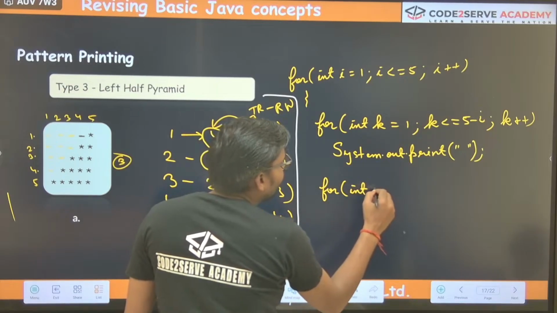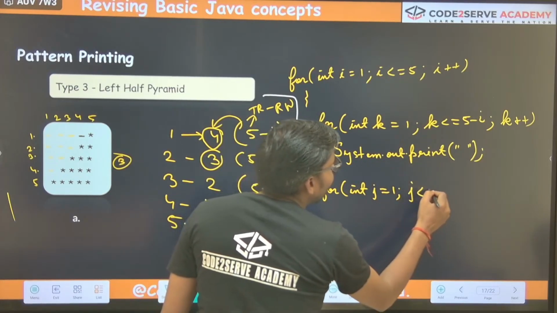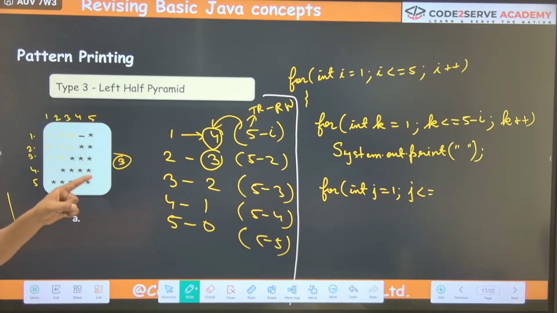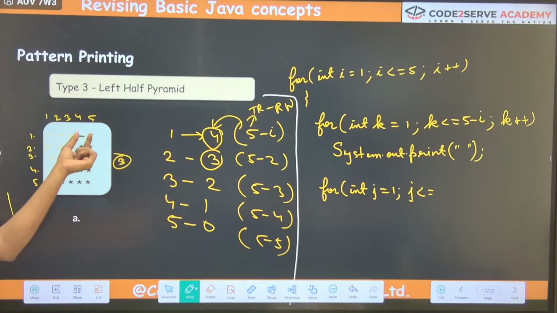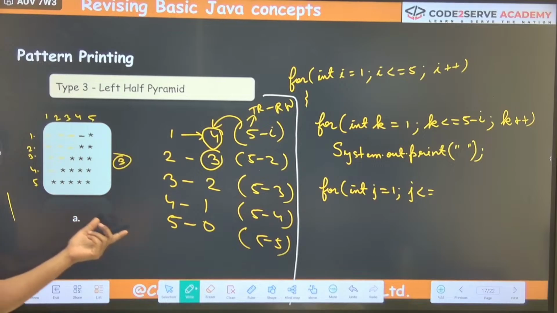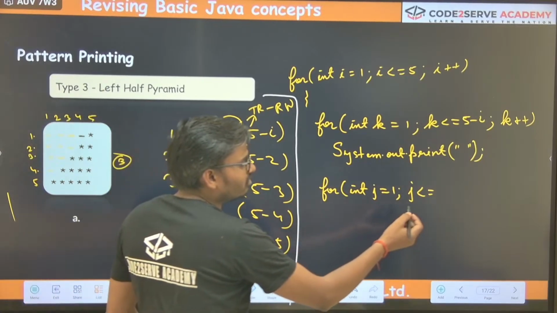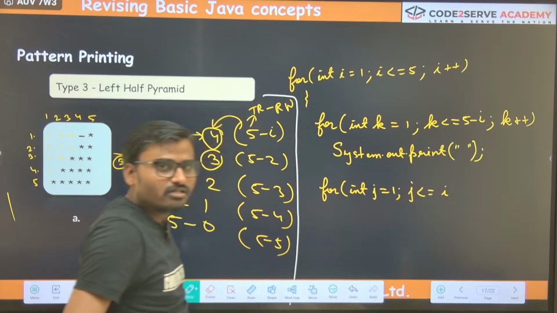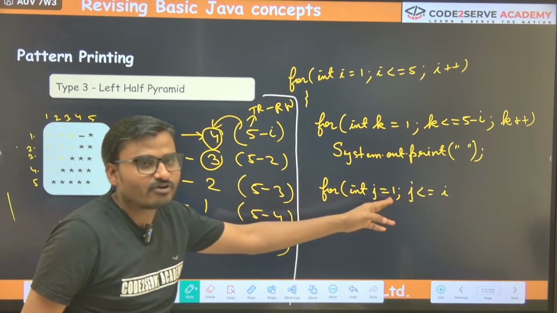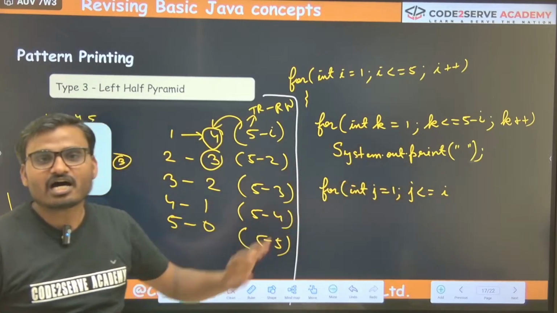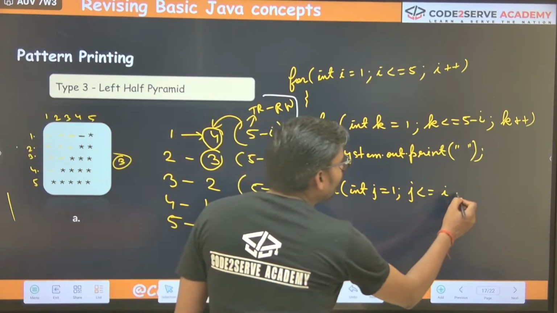For int j equals 1, j less than or equal to... Now you try to find out how many columns inside each row you have to print. So you see, for row number 1, 1 star should be printed. For row number 2, 2 stars. For row number 3, 3 stars. So whatever logic we have learned in the last slide, that is less than or equal to i. So for row number 1, 1. Row number 2, 2. Row number 3, 3. That means j will start from 1 and go until j reaches i. Got it? Very easy. Then what we will do? j plus plus.